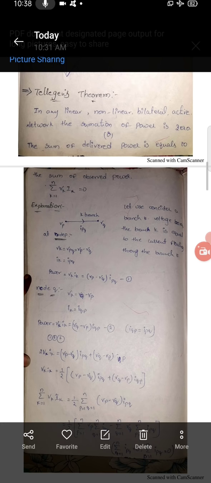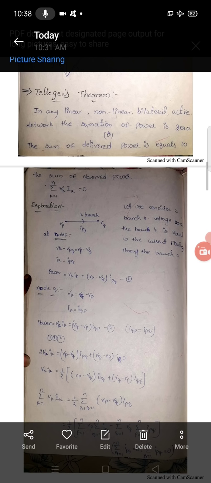That is the statement of Tellegen's theorem: the summation of k equals 1 to n of v suffix k into i suffix k equals 0. This is the one and only theorem which is used for non-linear elements also. We will see the explanation of this theorem.